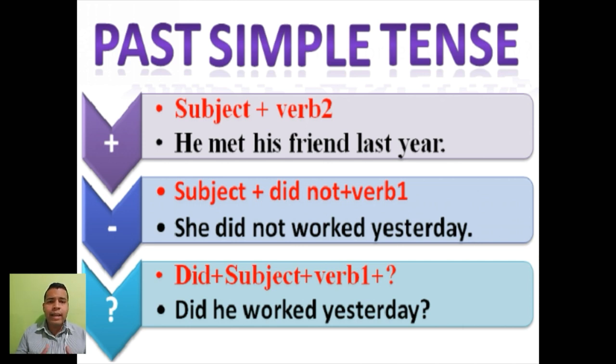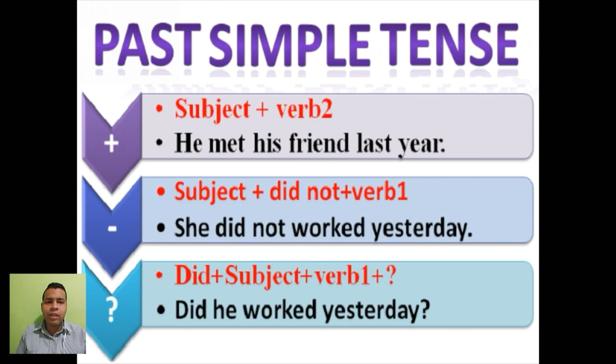If we want to write a negative sentence, on the other hand, we have to follow this formula. Subject plus did not plus verb. Ahí dice verb 1. ¿Por qué? Porque aquí vamos a utilizar simplemente el verbo de la primera columna, los que están como si estuvieran en presente, ¿ok? Porque ya hay presencia del auxiliar did. And if we want to write interrogative sentences, we want to write questions, we have to take the auxiliary did at the beginning of the sentence and the question mark at the end.